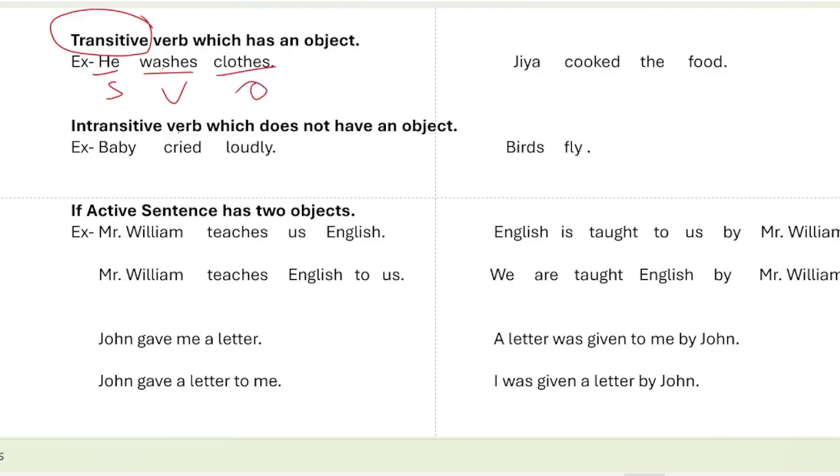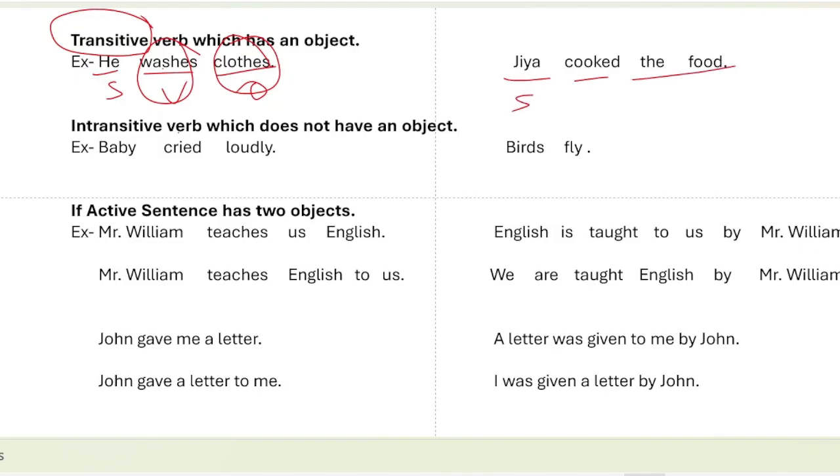Clear? So here, what is the action? Action is washes. Who is washing the clothes? He is washing the clothes. And this action, washes, is passing on to what? It is passing on to clothes. So that is the reason it is an object. And that is the reason we call washes a transitive verb. Clear?